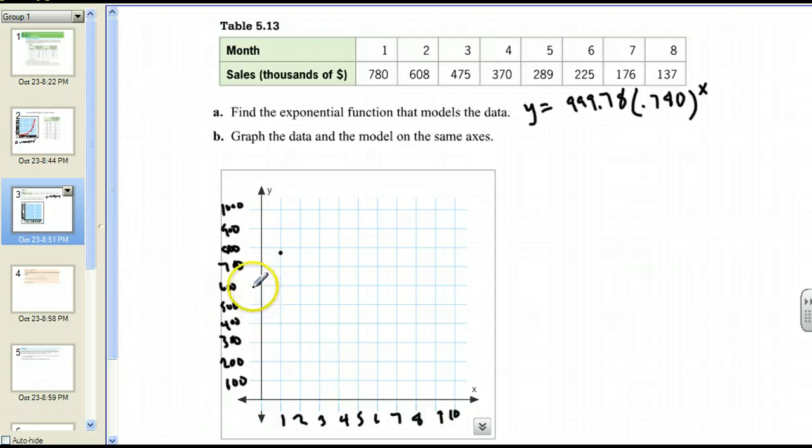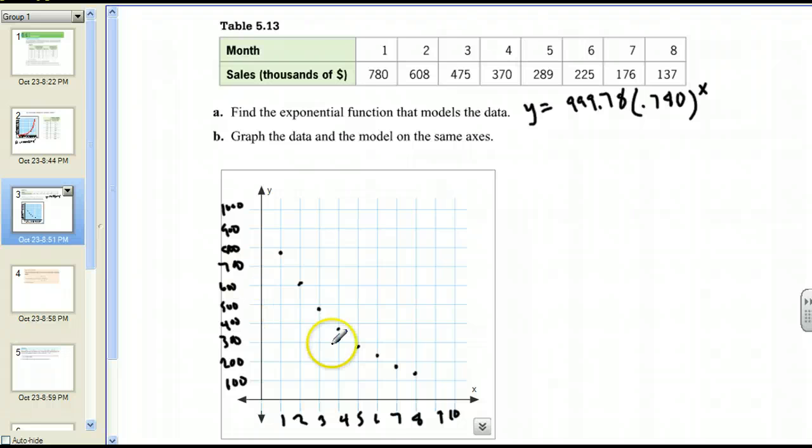2, 608, there's 600. 608 is just barely above it. 3, 475. 4, 370. 5 is 289. 6, 225. 7 is 176. 8 is 137. All right, so there's our points, and then we're graphing the data and the model on the same axis, so we want to graph this on there with it.